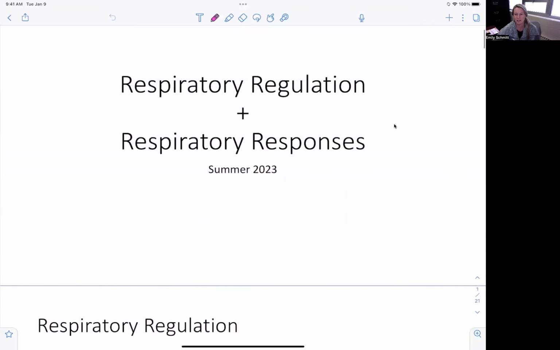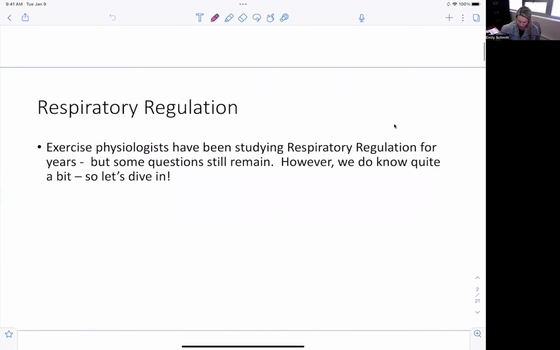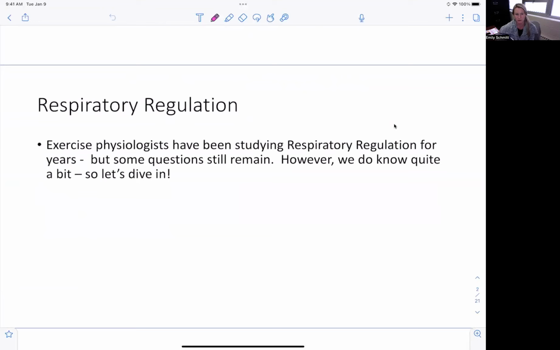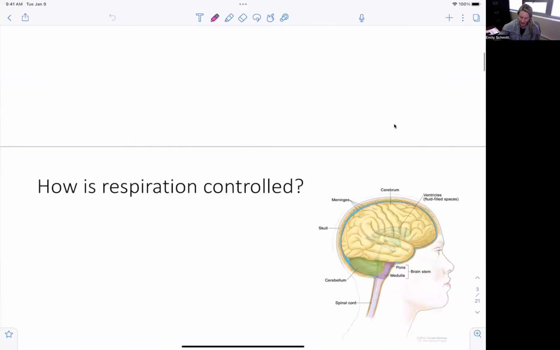Right, so we have come to the end of Unit 3, our respiratory and pulmonary physiology unit. So what we will discuss in this module is respiratory regulation and respiratory responses. To start, exercise physiologists have been studying respiratory regulation for years, but some questions still remain. With a lot of topics that we talk about in this class, we have a pretty good mechanistic understanding of what's going on, but we just need a little bit more research to really make those definitive statements that this is actually what's happening.